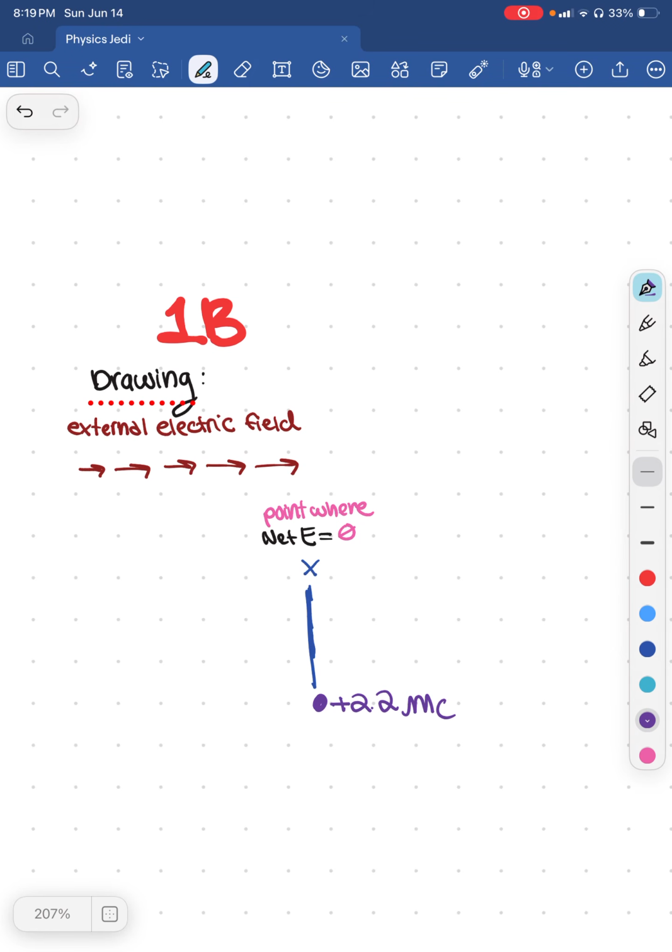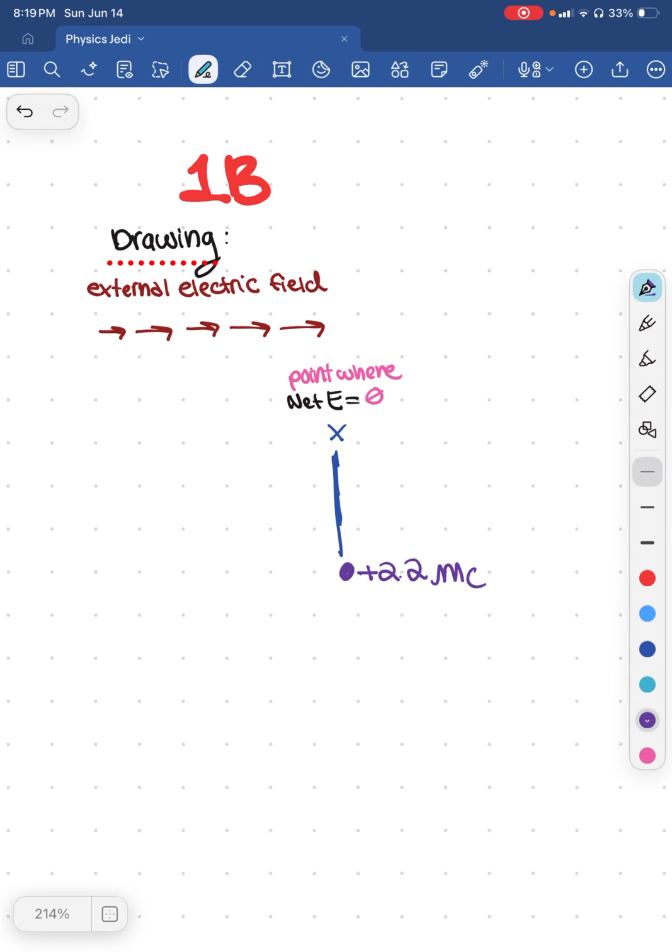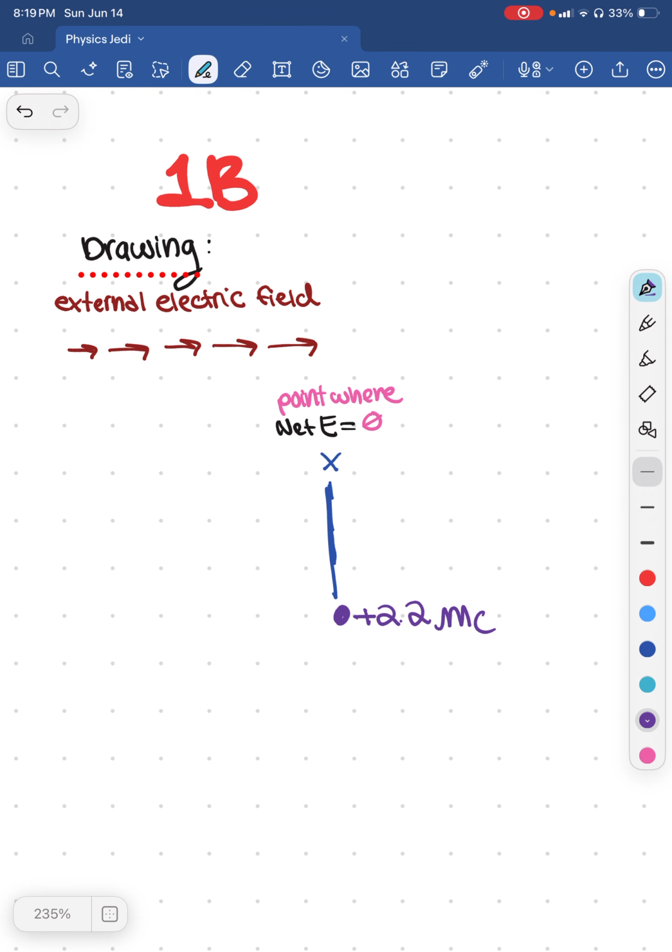Hey everyone, just kidding. Hello, welcome to Jedi Lesson 1B. We're going to be solving a problem relating to electric fields and Coulomb's law.